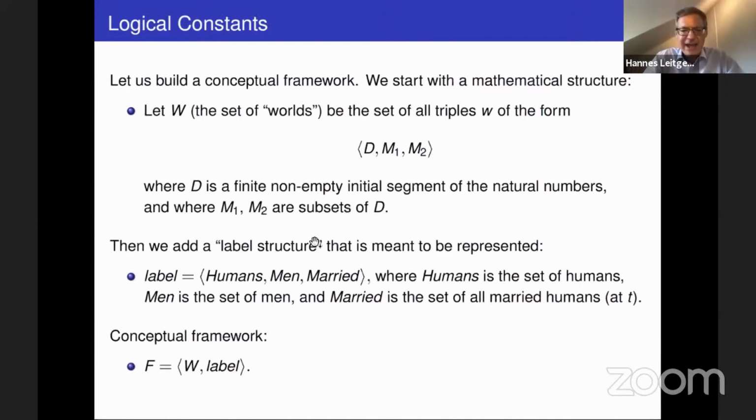And in this case, the labeling consists again of 3 entities, namely the set of humans, the set of men, and the set of married people at some point of time, which we keep fixed. Okay, so fix a point in time, you get a set of humans, a set of men, a set of married people, you put them together because in this framework, you want to think and talk about them. And then you have the label, and then if you put together the set of possible worlds and the label structure, you get my first conceptual framework.